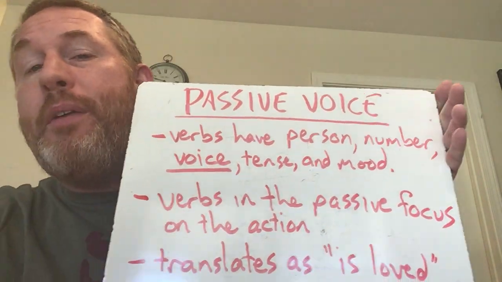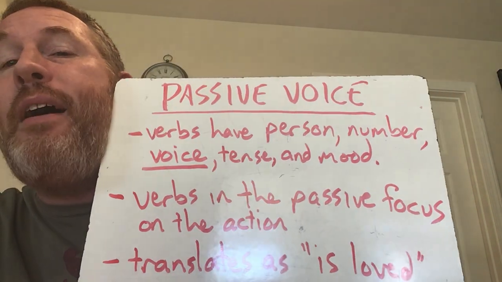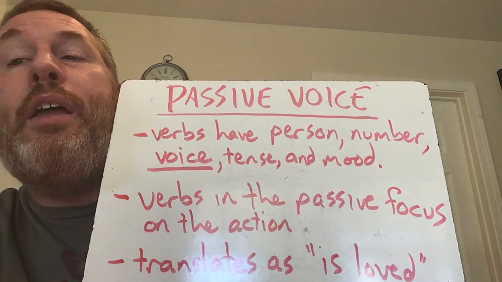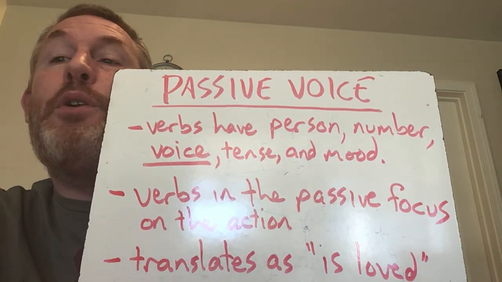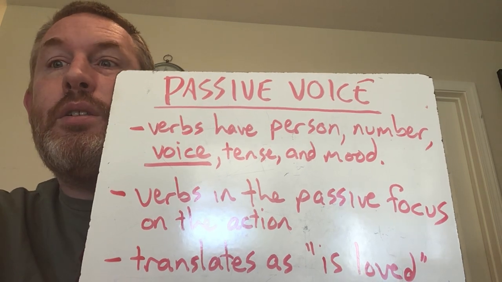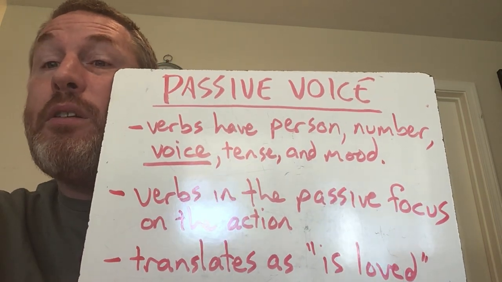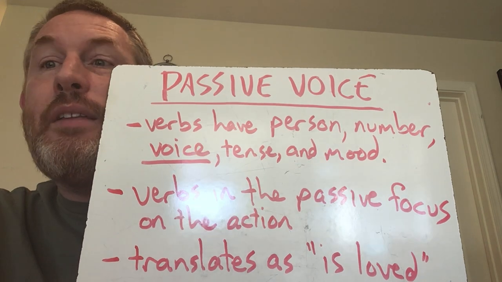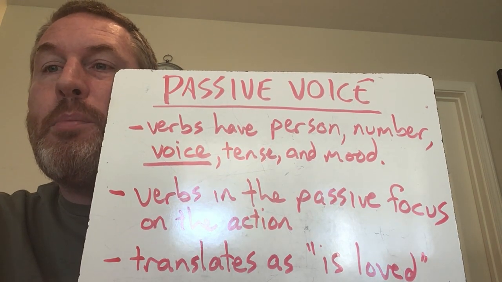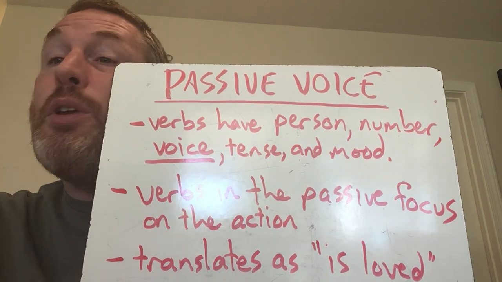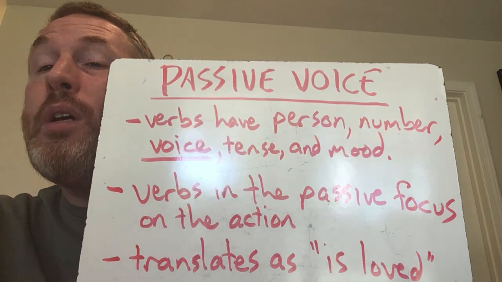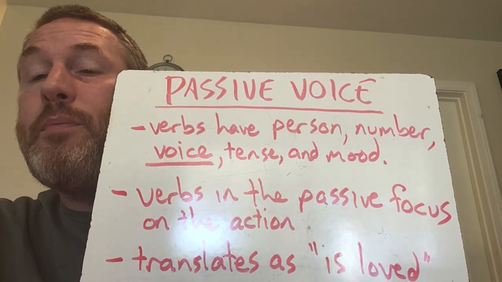The passive voice. Before we even get into that, I need to let you know that verbs have person, number, voice, tense, and mood. And you have run into all of those. Third person singular. There's your person and your number. The voice. You've only had active voice. Now you're about to learn the passive voice. The tense. There's the six tenses: present, imperfect, future, perfect, pluperfect, future perfect. And mood, you've actually seen. Anytime you see a command form, that's a different mood. That's the imperative mood. So we're learning voice.